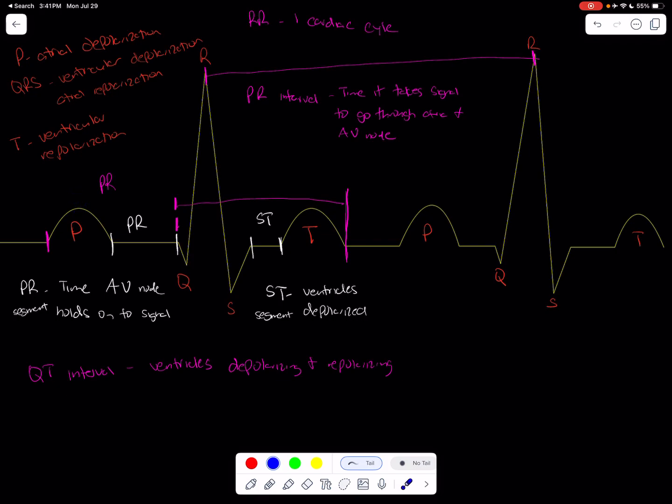So if it's kind of skewed, like where's the top? What about the next one? That sort of thing. But the R is very peaked. And so it's really easy to identify. And so we use the RR interval to determine the length of the cardiac cycle.